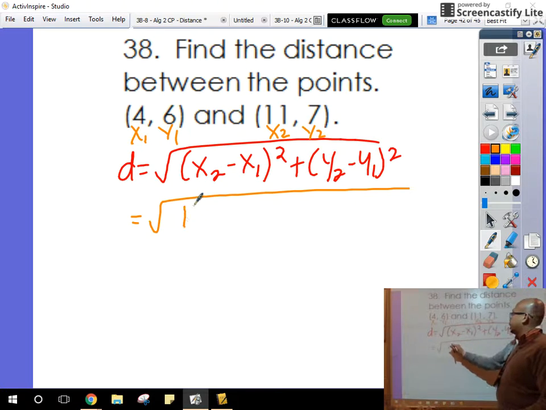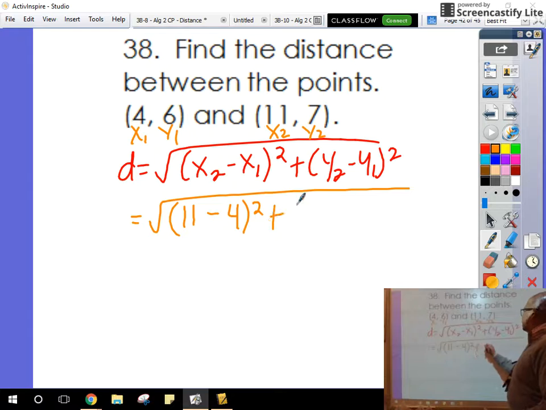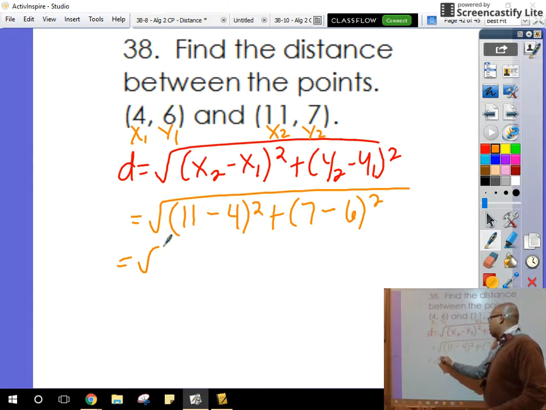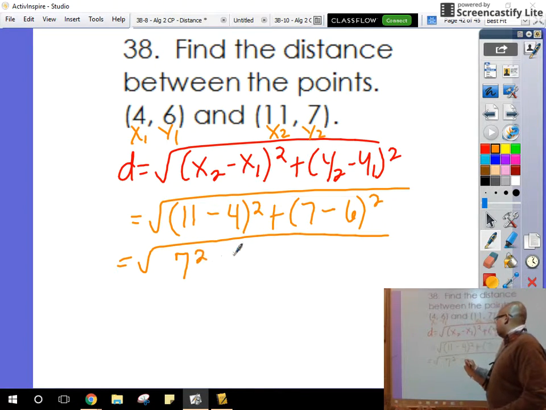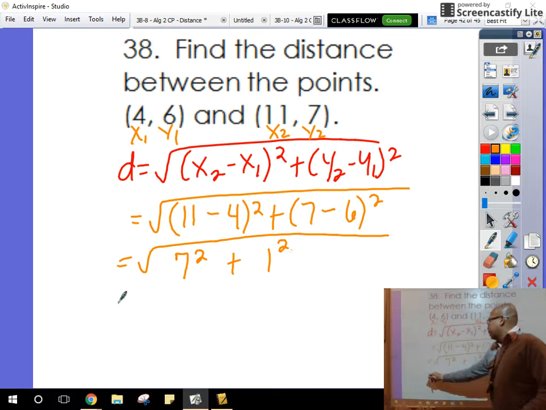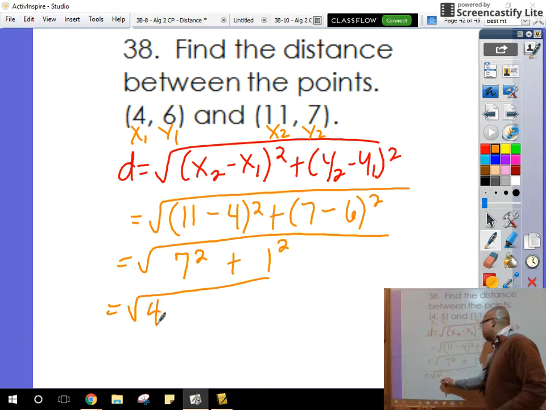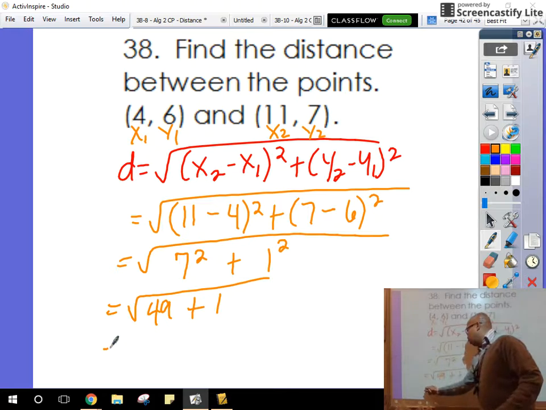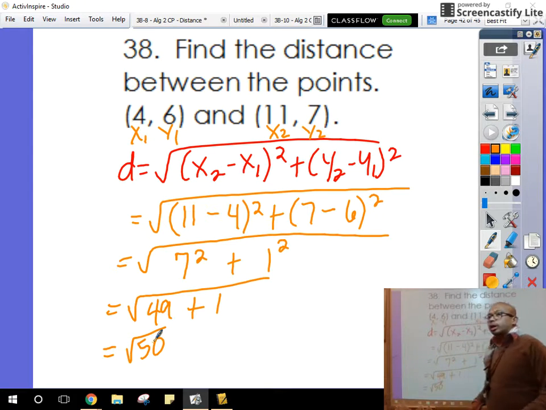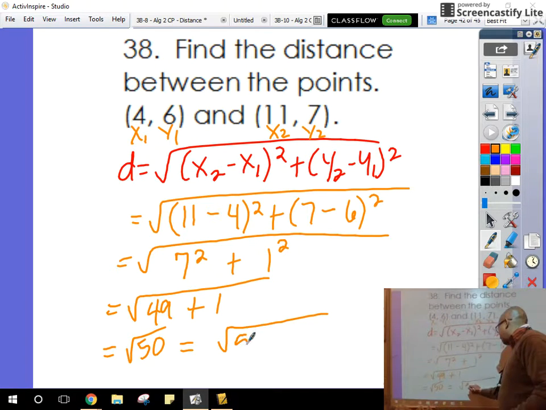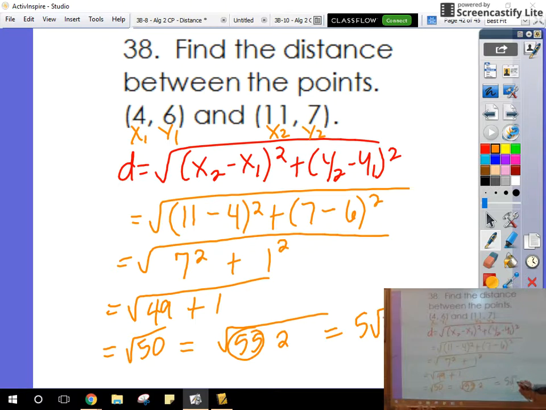So x sub 2, using the one I have here, 11 minus 4 squared plus y sub 2 is 7 minus 6 squared. 11 minus 4 will give me what? 7 squared plus 1 squared. That gives me 49 plus 1, or square root of 50. But if you look at your cheat sheet, square root of 50 is the same thing as 5, 5, 2, a pair of 5. So the answer is 5 square root of 2.